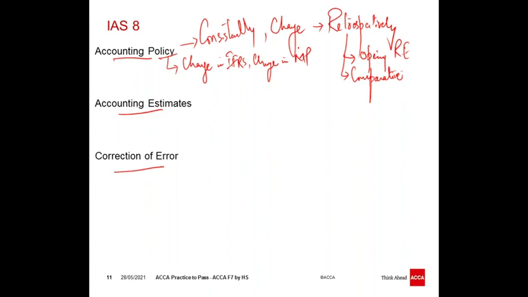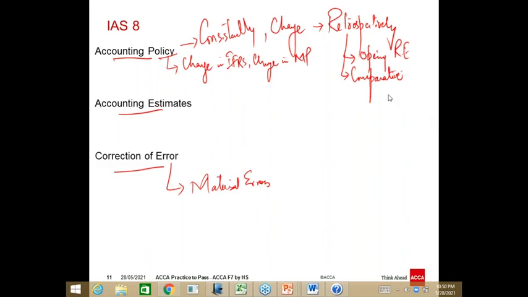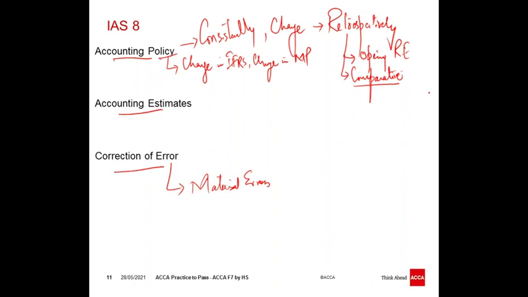Similar sort of treatment will be made for all the material errors, that is comparative figures. The whole P&L and balance sheet means the previous year's data. Material errors, if done with intention, are called fraud, or if it was done by mistake, that will be a mistake.